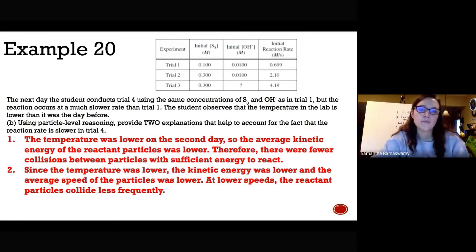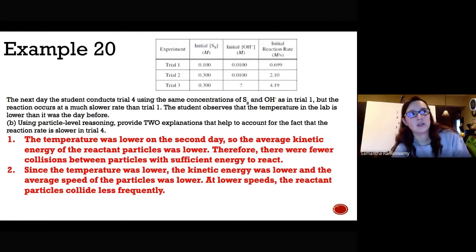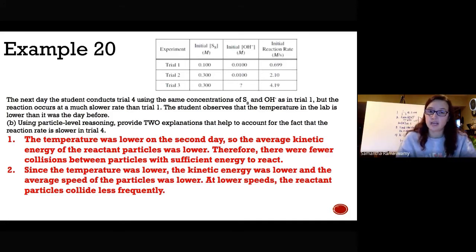So first, the temperature was lower. So the average kinetic energy of the reactants was lower. And so that means that there were fewer collisions between particles that had sufficient energy. So that means that fewer reactant molecules had the necessary energy. That's the activation energy. So your first explanation could say that fewer reactant molecules had the activation or were able to meet the activation energy.